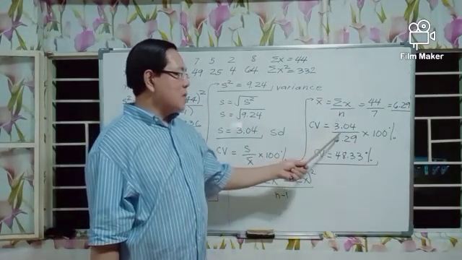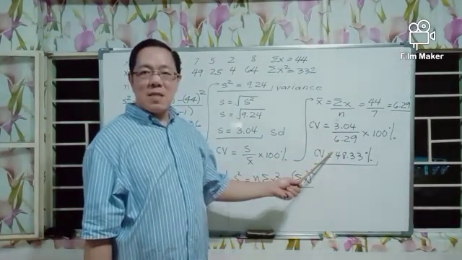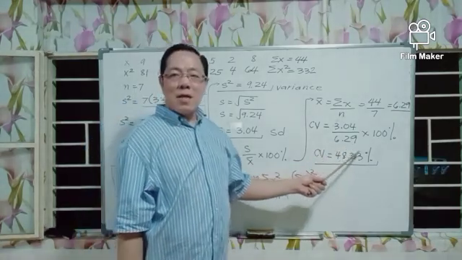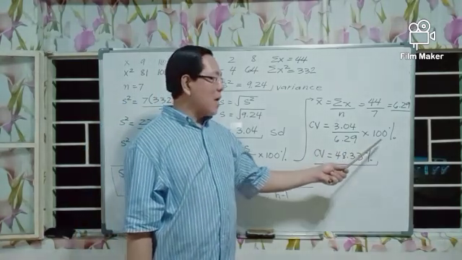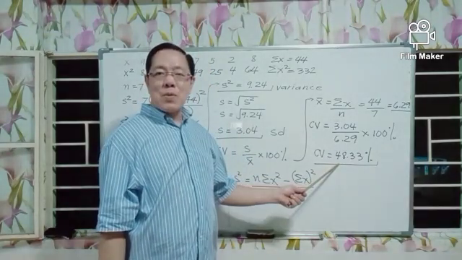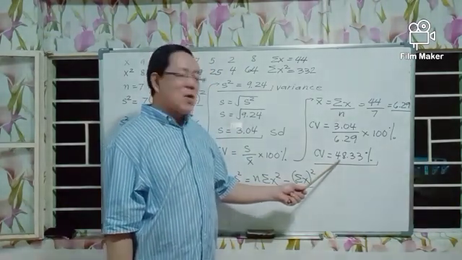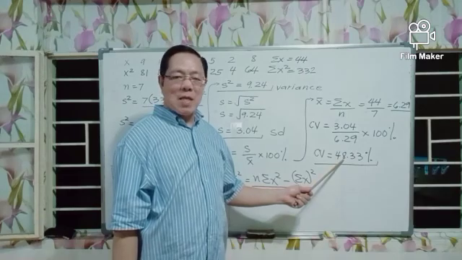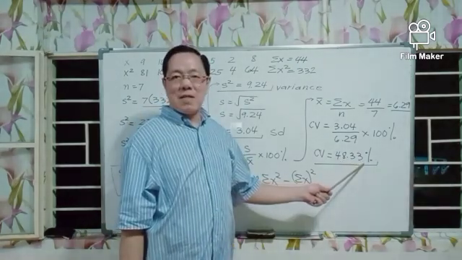You divide 3.04 by 6.29, and the result in your calculator, multiply by 100 and rounded to 2 decimal places, you should get 48.33, and add the percent sign.